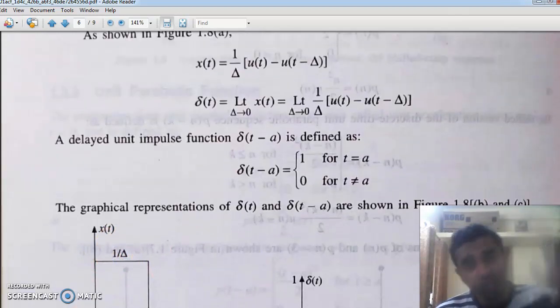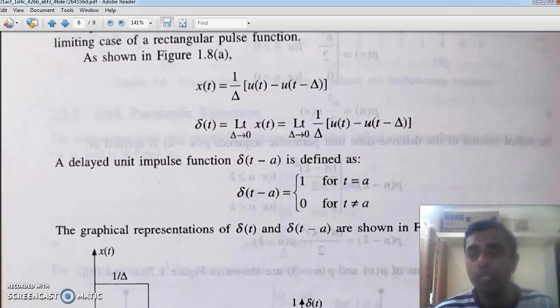If the height is 1, then 1 multiplied by delta is delta. The area is not 1. So that means we have to multiply this by 1 by delta. That is 1 by delta multiplied by delta, and we get the area under the curve as 1. That is nothing but the analog delta function. Okay, so that is why it is written.